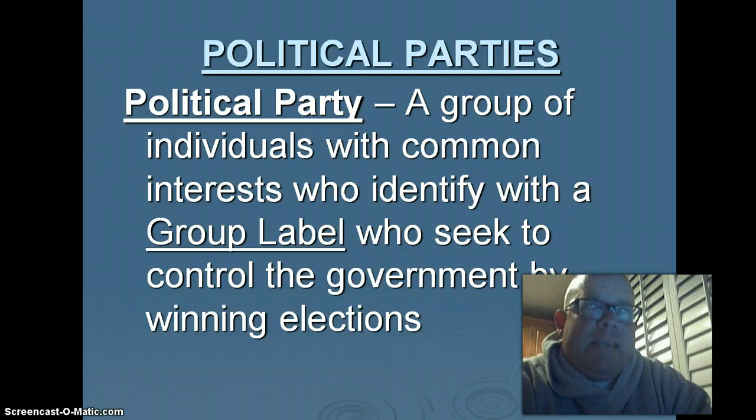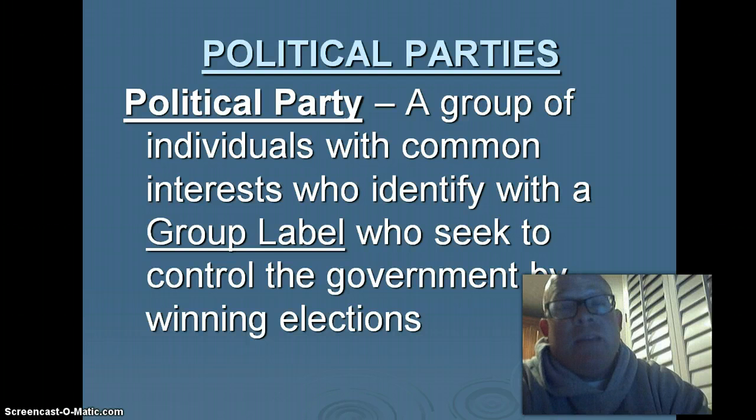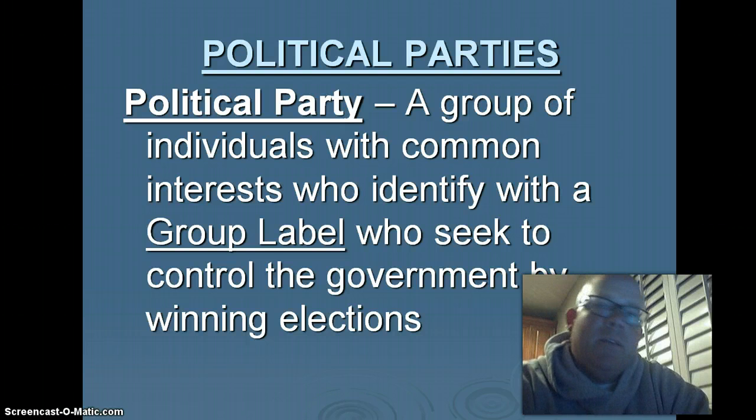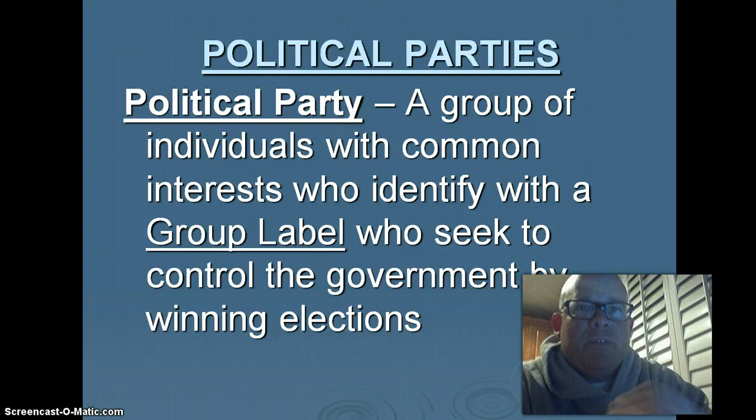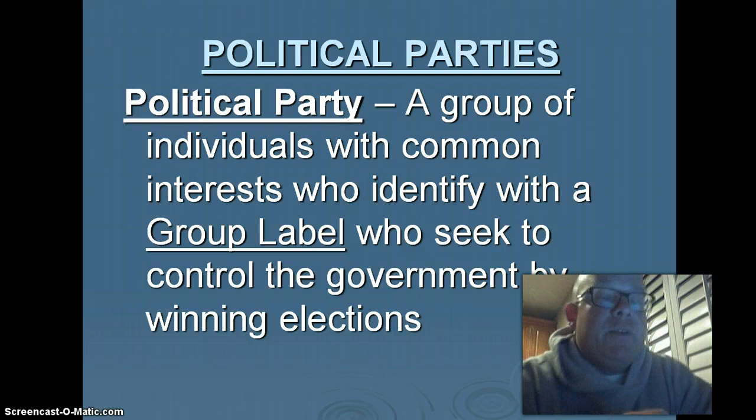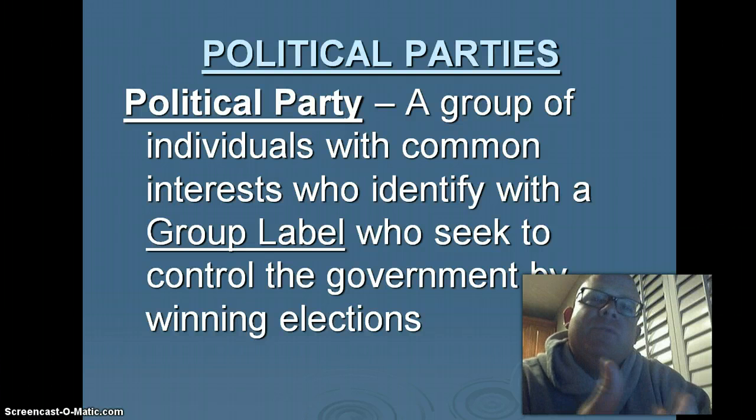Right, and that's the key component when we're talking about political parties, is the fact that they're organizations designed to win elections. And that's how they're going to get involved and control the government process, by winning elections. That's going to be a very different situation with, let's say, an interest group, which we'll be talking about here soon. Interest groups attempt to influence policy basically from the outside in, whereas a political party works from the inside out, by trying to get their candidates with that group label elected to office.